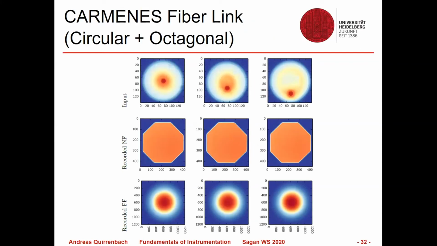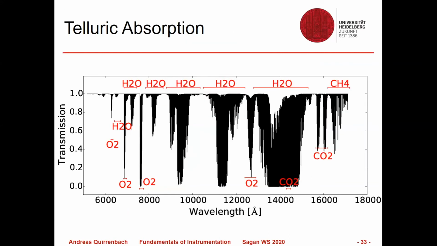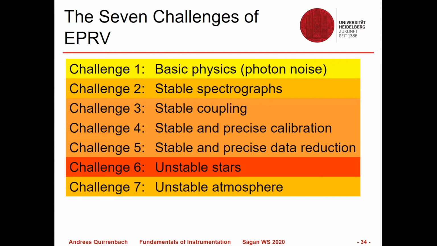If you use an octagonal fiber instead, it looks a lot more uniform. So that's one of the possibilities to improve even on the round fiber coupling. I just wanted to remind you that the atmosphere also does bad things like imprinting telluric absorption. That will also be discussed later on.